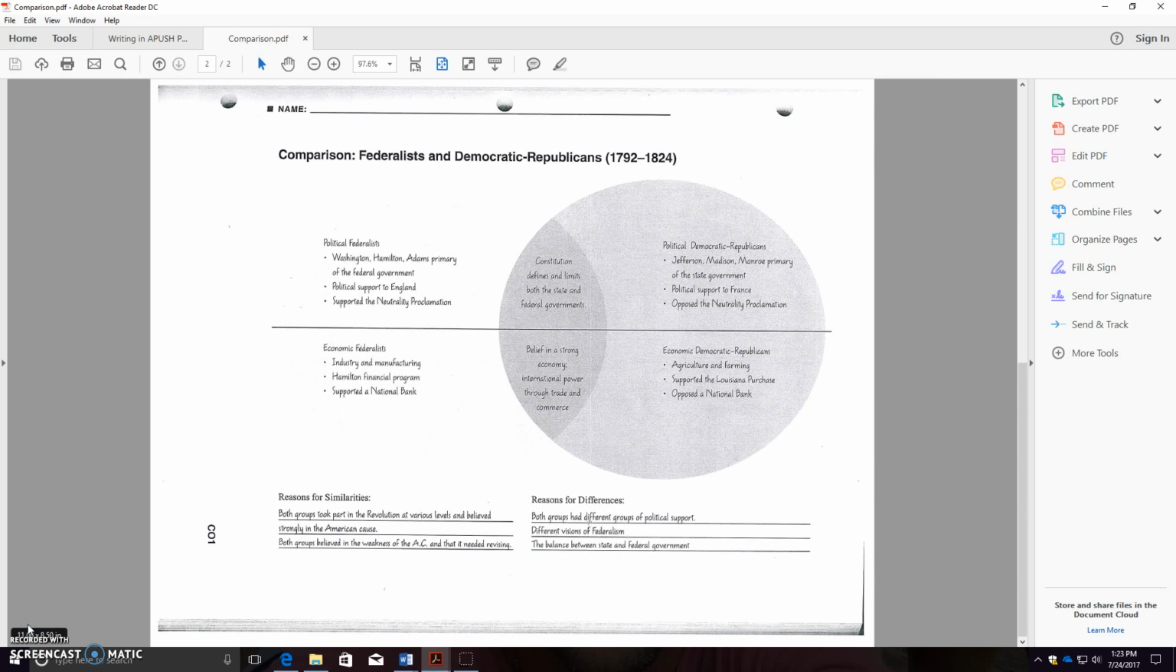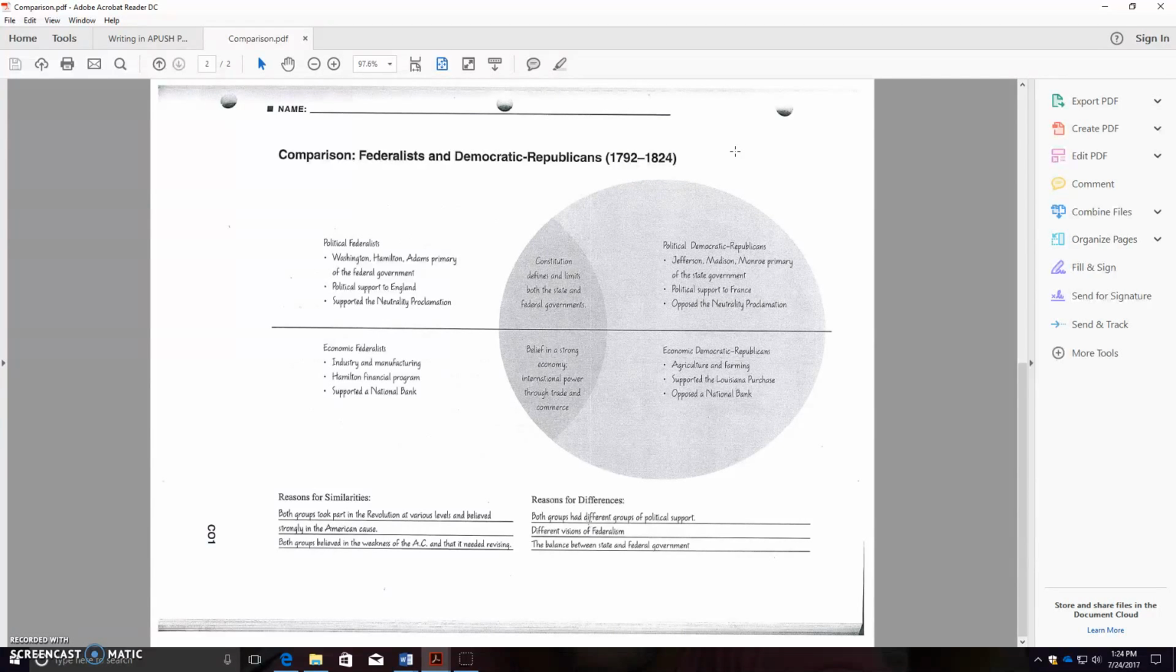This is what the comparison graphic organizer page will look like. You will have two circles. It's kind of hard to see the one on the left here, that overlap in the middle. Okay, and of course there will be no writing because the one that you'll receive in class will be completely blank. But this is just an example. We're going to compare, which anytime you see comparison, that wants you to compare and to contrast. We're talking about Federalists and Democratic Republicans in 1792 to 1824. These are our first two political parties.